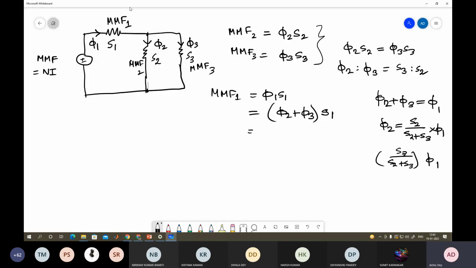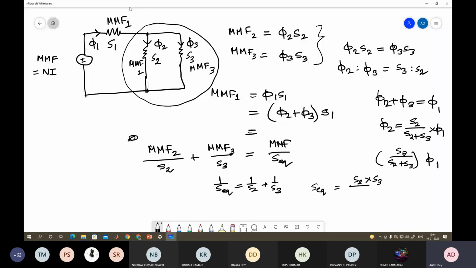Okay, so this is your MMF here. Then what will be the effective reluctance for this path? MMF 2 and MMF 3 are the same, so MMF by S2 plus MMF by S3 is the total flux. If the common MMF is x, then that is your S equivalent. So you arrive at the same equation: 1 by S equivalent equal to 1 by S2 plus 1 by S3. So S equivalent is equal to S2 S3 divided by S2 plus S3.